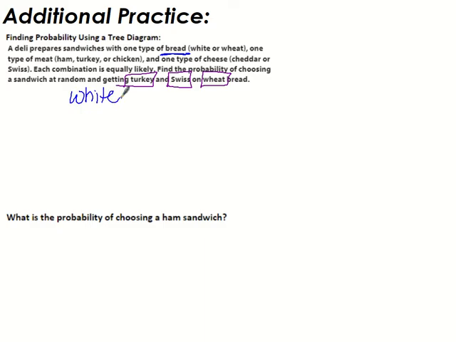That's my first choice. Well, with white bread, I can then choose a type of meat, one type of meat. So I can have white bread with ham. I can have white bread with turkey. And I can have white bread with chicken. So see how those are my branches. Then I can choose, gotta pick a different color, hold on.